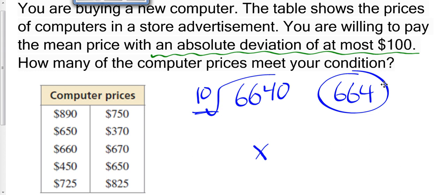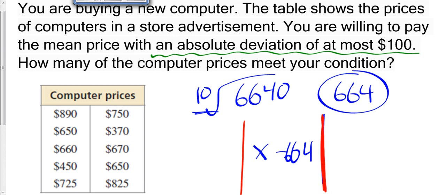So let's think about how we can write an equation for this. Here's what I want to do. I want to take the difference of my computer's cost and the average computer cost. That's the difference, which is right here: X minus 664. That's the average computer subtracted from my computer, and that gives us the difference in the cost.